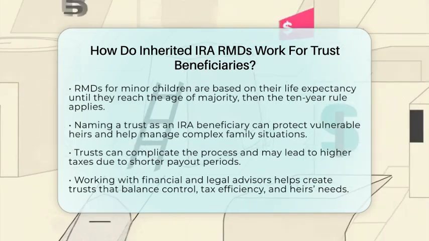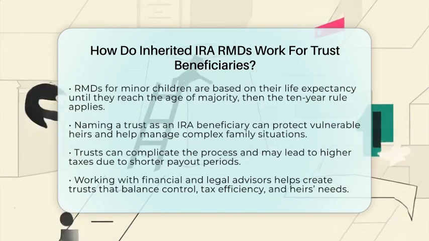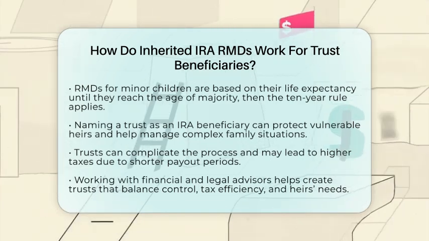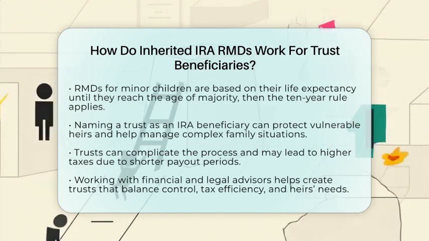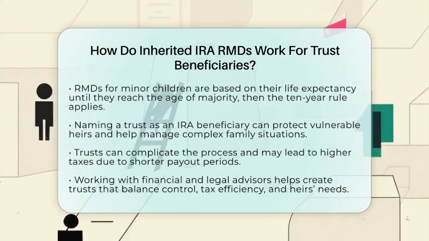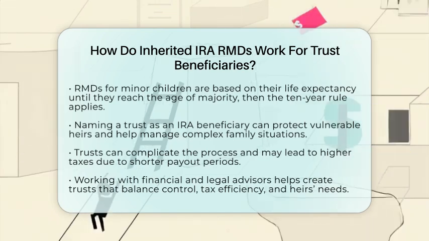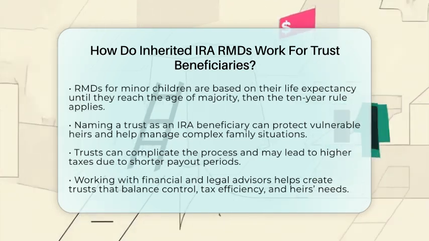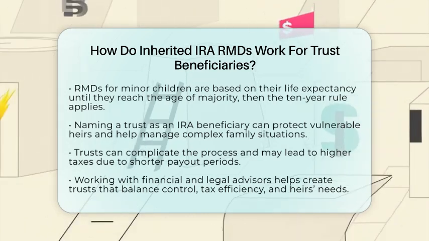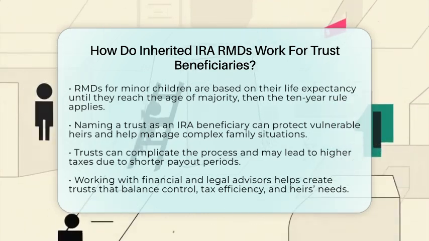In short, inherited IRA RMDs for trust beneficiaries depend on the trust type, the beneficiary's status, and whether the IRA owner had begun RMDs. The 10-year rule applies most of the time, but exceptions exist for eligible beneficiaries. Proper planning can help ensure your heirs get the most benefit from your IRA while minimizing taxes and complications.